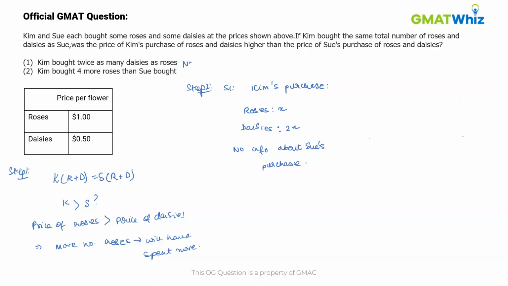Hence, statement 1 is not sufficient, and out of the given options, we eliminate options A and D. We now check the sufficiency of statement 2.